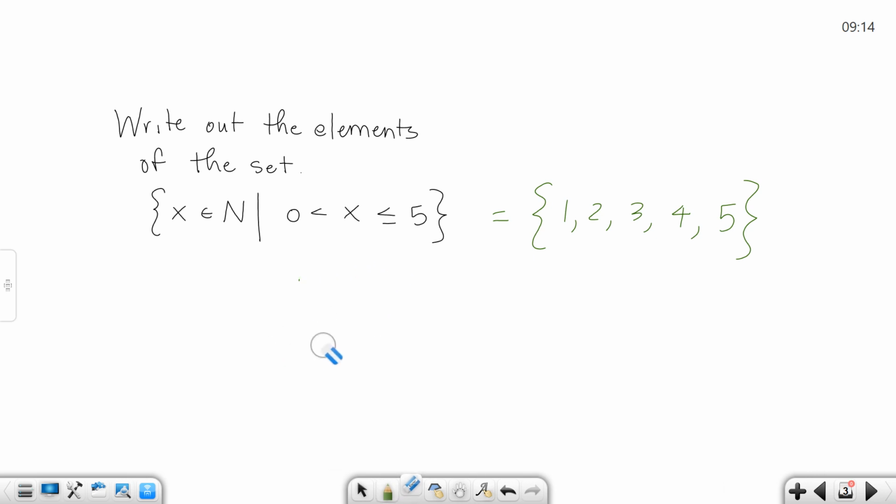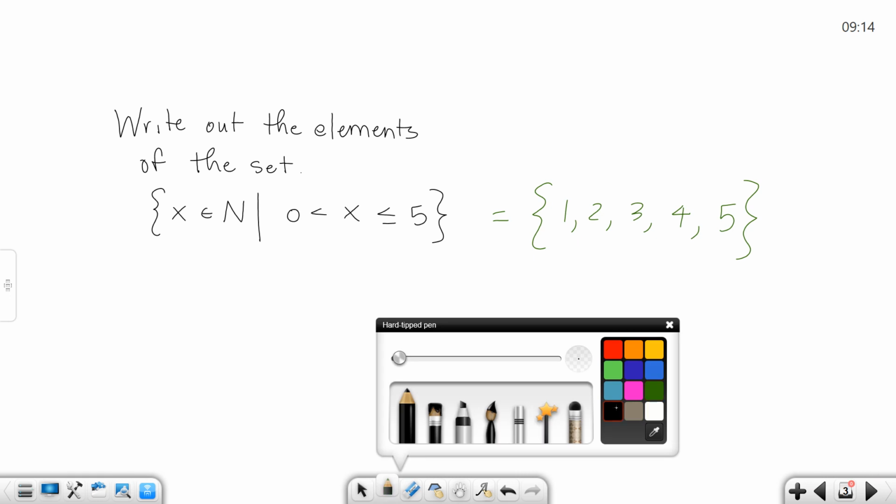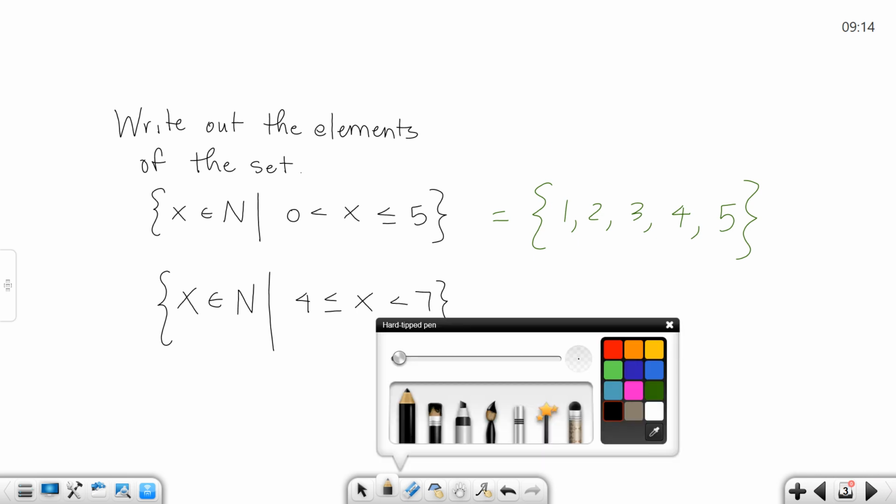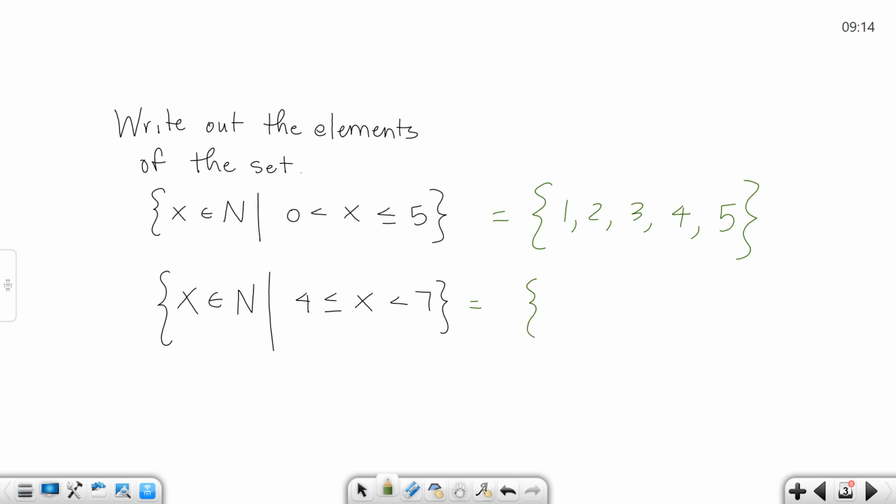Let's try another one. Okay, so this particular set, X is between 4 and 7. I know it equals 4. So I'd have 4, 5, 6, but it's less than 7, but it doesn't equal 7. So we would stop our set right there, and that's how that one looks.